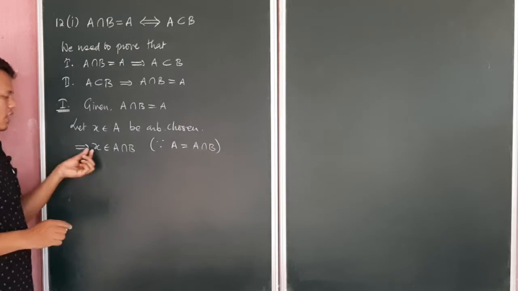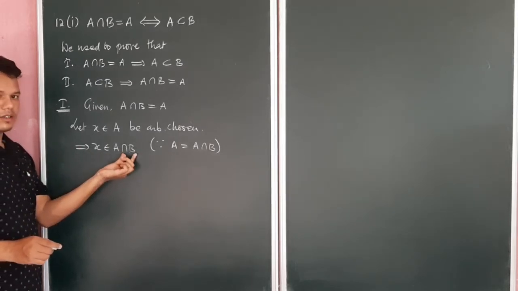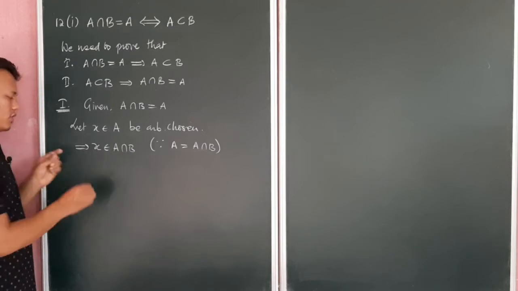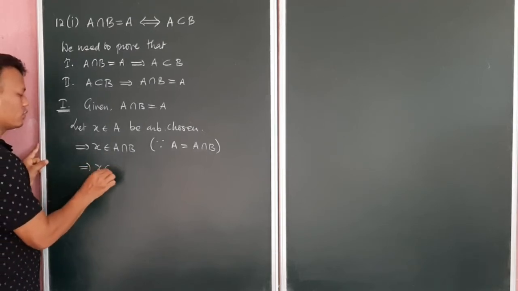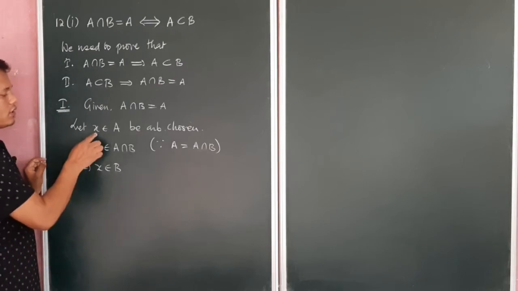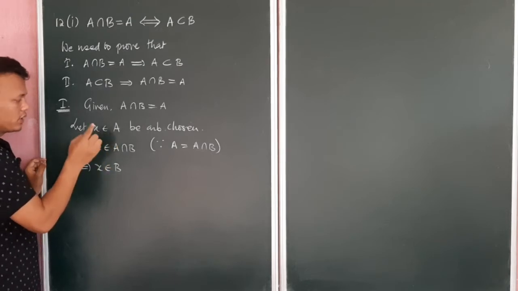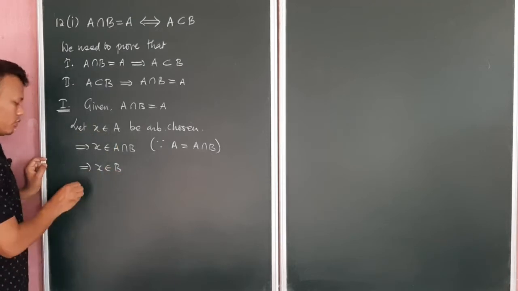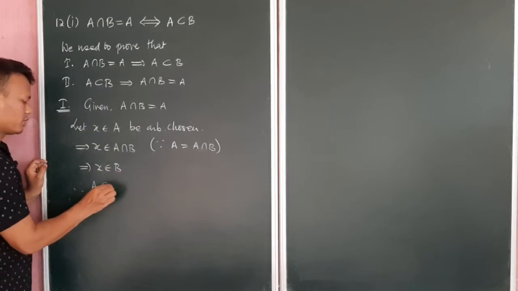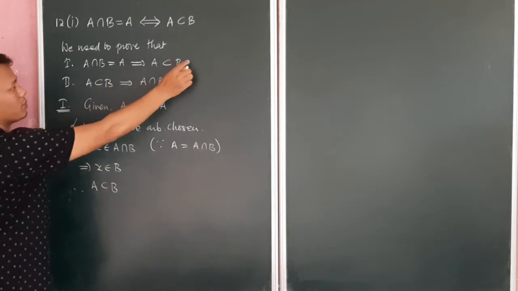Okay, now if X is an element which is common to A and B, common, right? Intersection means common. So then this means that X is also a part of B, isn't it? Now see here, we started with X belongs to A, which was random, and I showed that this X is a part of B as well. So therefore A is a subset of B. So we are done with the first part. We have proved this part.